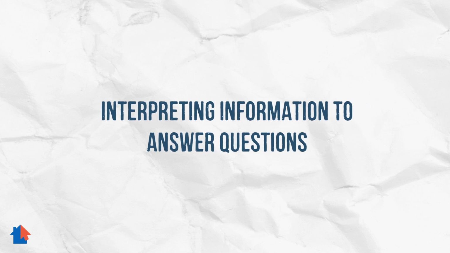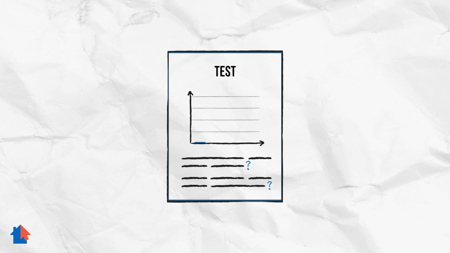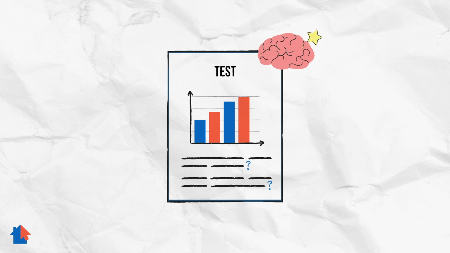Interpreting information to answer questions. On your GED Science test, you will see questions with text and a diagram or chart. To answer these questions, you don't have to understand all the difficult ideas. You just need to interpret the information given. To interpret means to make sense of something by using your reasoning skills.